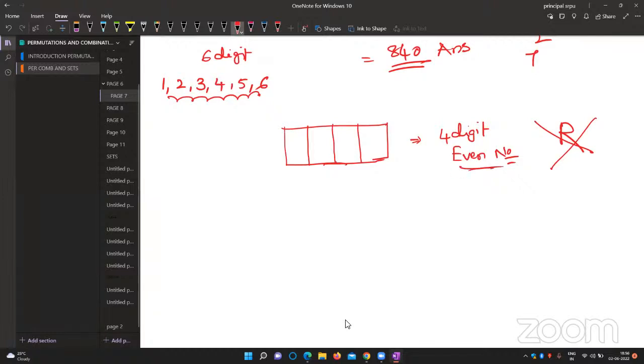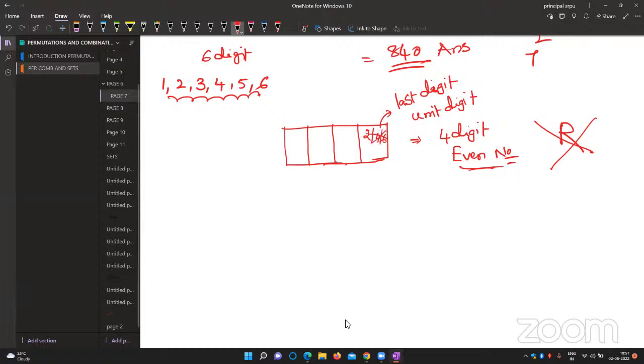So even means, remember it, all of you see that if it is an even number, this place must be filled by 2 or 4 or 6. Correct? Are you getting this point? If it is an even number, first try to understand that this is called the unit digit, the last digit place. So since it is a 4-digit even number, definitely the last digit or unit digit can be filled by 2 or 4 or 6.